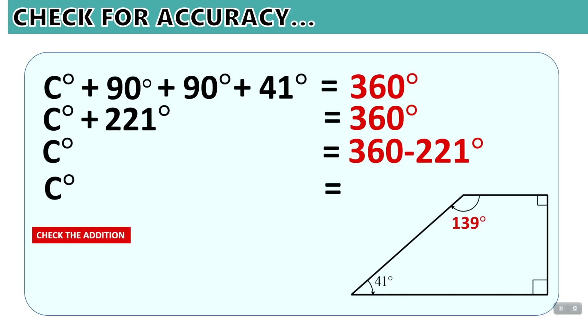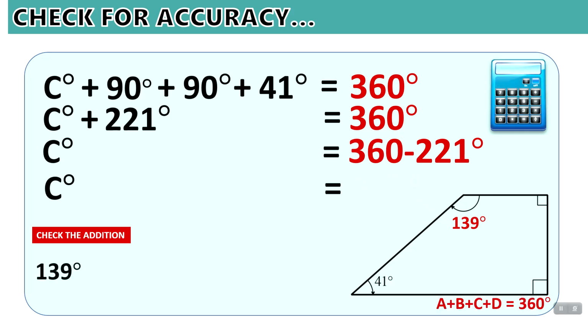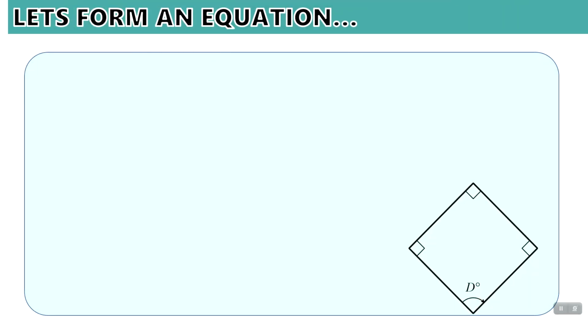Again, to be sure, we will check the addition of all four angles. Using the calculator, we know A plus B plus C plus D is equal to 360. Let's be sure. 139 plus 90 plus 90 plus 41. In the calculator, when we add it up, we get 360 degrees. Correct. One more just to be sure.